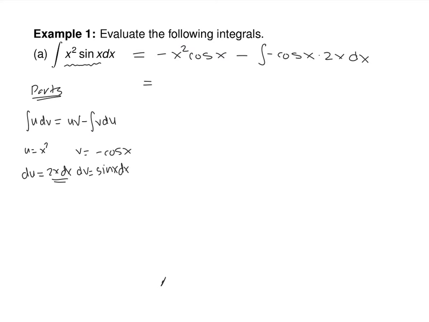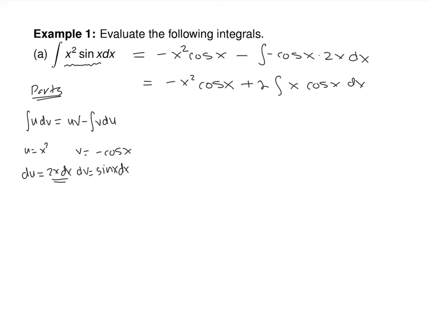Simplifying slightly, that's negative x squared cosine x plus, I'm just going to take that 2 out, 2 integral x cosine x dx. And as you can see, it's gotten a little bit better, as in we now have x dx instead of x squared, but we're still not at a stage where this is something that we can easily antidifferentiate. So we have to do it again.